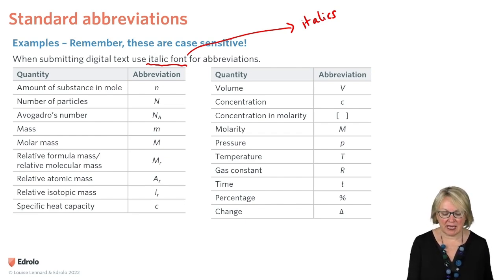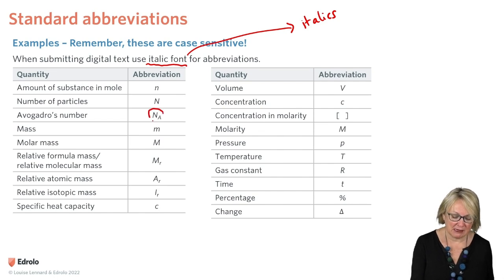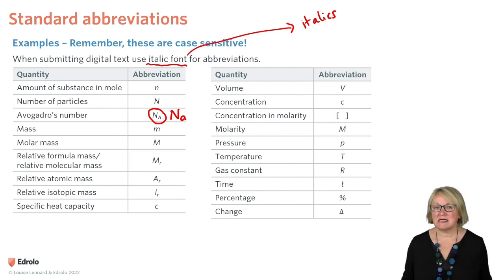Avogadro's number, capital N, subscript capital A, not to be confused with sodium. Mass, small m; molar mass in grams per mole, capital M. Relative formula mass or relative molecular mass, capital M, subscript little r. Relative atomic mass, A, subscript little r. Relative isotopic mass, I, subscript little r. Specific heat capacity, little c. Volume, capital V.